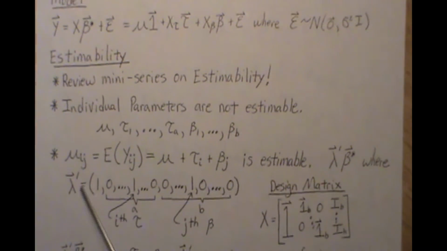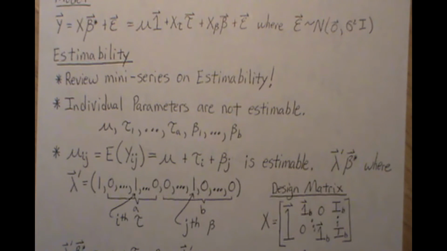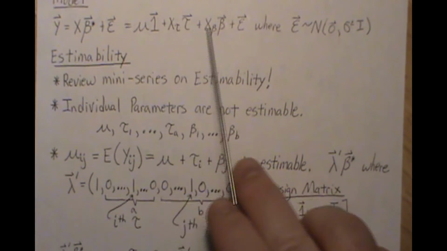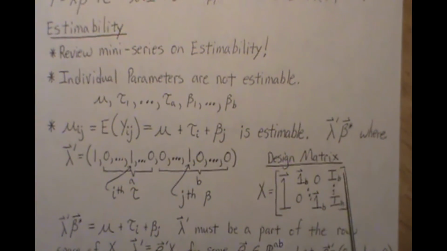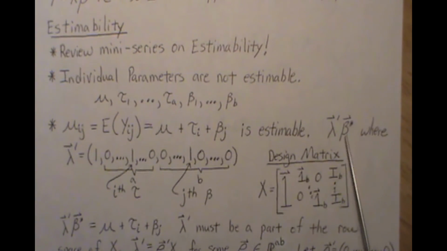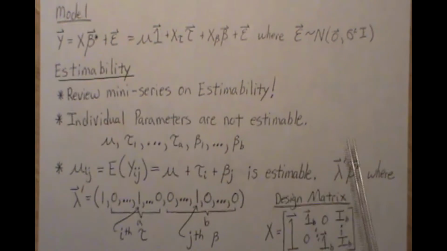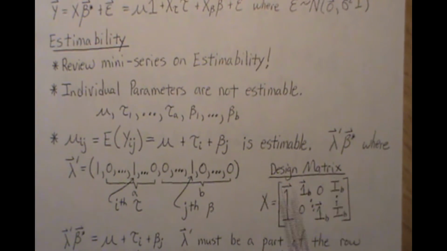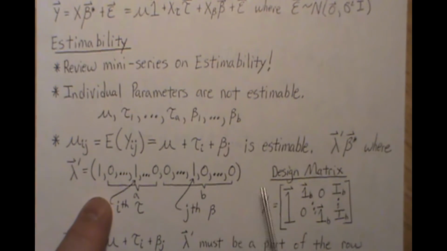Now, what is estimable is the mean mu ij. So it's the mean of the ith treatment, jth block, which, if you take the mean of this model here, then you get mu plus tau i plus beta j. And it is estimable. Now, one criterion to be estimable. Remember, when you deal with estimability, you're taking linear combinations of the betas, right? So this is the beta star, which consists of mu, all the taus, and all the betas. Now we take a linear combination of these, and so if we let lambda prime equal this, then this is estimable.